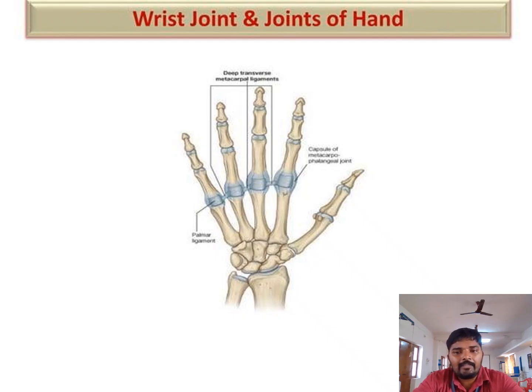In this first picture, the lower end of the radius and the ulnar bones mainly articulate with the proximal row of carpal bones: scaphoid, lunate, and triquetral bone. These bones articulate to form the wrist joint. This wrist joint is also called the radiocarpal joint.